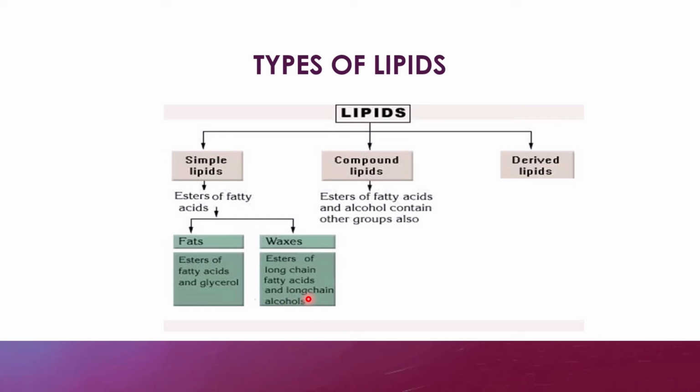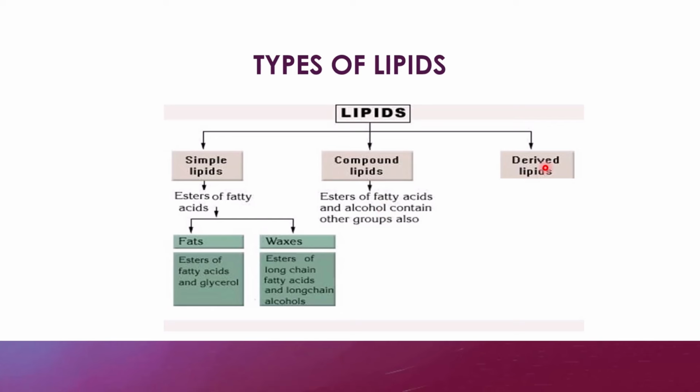Now let us look at the compound lipids. The compound lipids are esters of fatty acids with alcohol and possess additional groups. These additional groups may be phosphorus, proteins, or sugar.